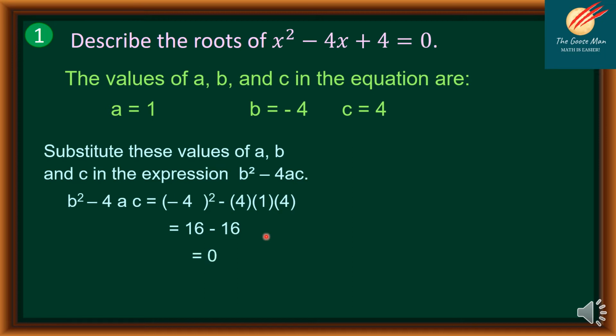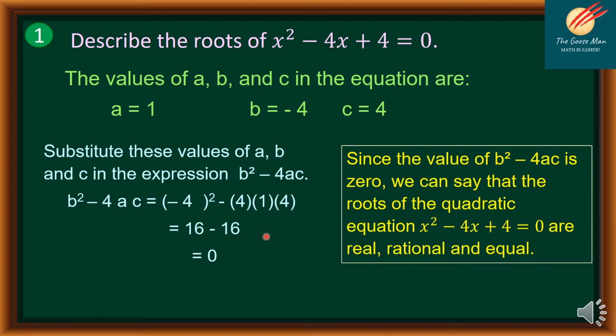So, what do we mean by this? Since the value of b squared minus 4ac is 0, we can say that the roots of the quadratic equation x squared minus 4x plus 4 is equal to 0 are real, rational, and equal.